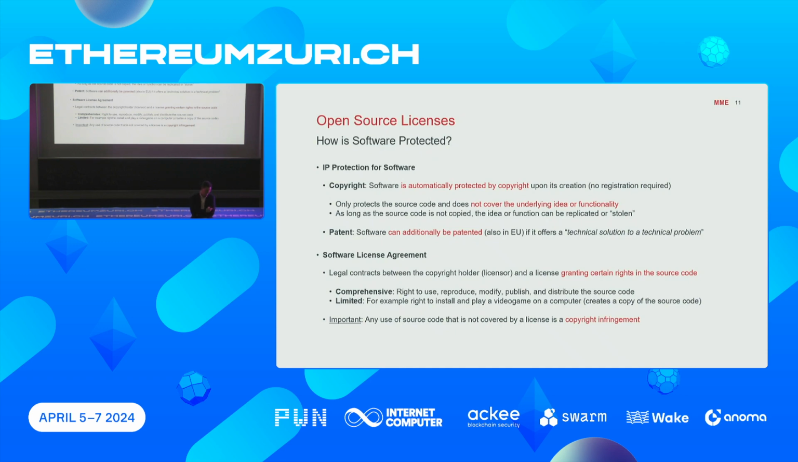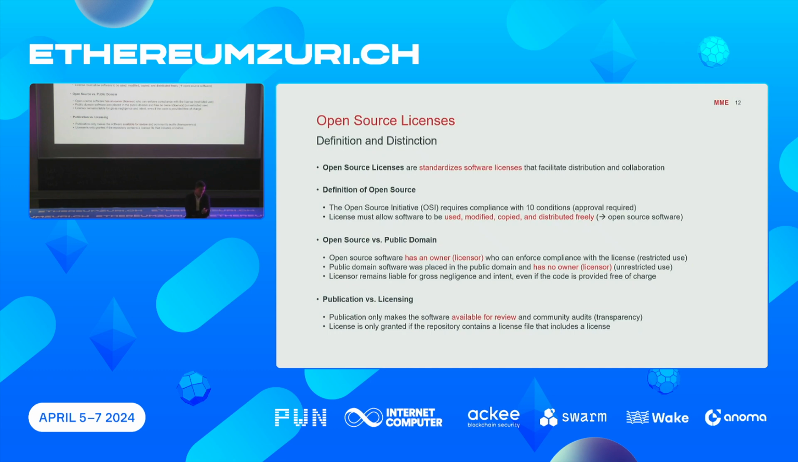Now what's important is that any use of source code or copyrighted source code of others that is not based on a license is a copyright infringement, which can lead to very high damages. So open source licenses are basically nothing different. They're just licenses that are standardized to make it easy for people to understand what the rules are, right? If you see GPL, MIT, you know, okay, that's a GPL license, MIT license. I've kind of seen those before. So it makes it very easy to actually distribute software.